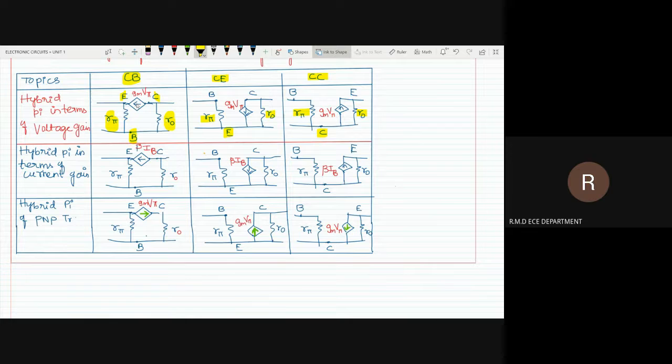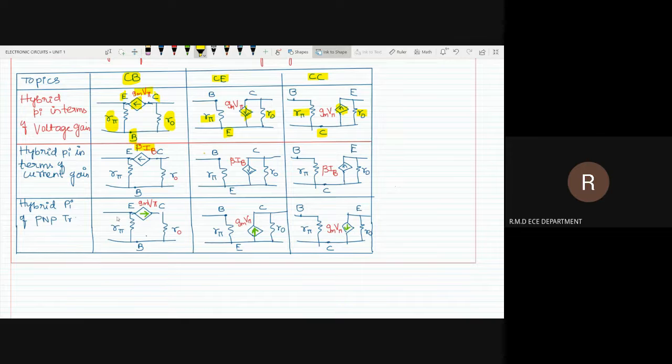The dependent current source is represented by a diamond shaped symbol, and its current flow is from collector to emitter. Always the current flow is from collector to emitter. Clear. The name of that dependent source is either gm v pi or beta IB. Either voltage controls the current source or current controls the current source. If voltage is controlling, it is called gm v pi. If current is controlling, it is called beta into IB.